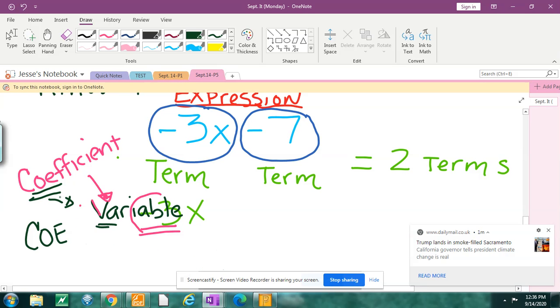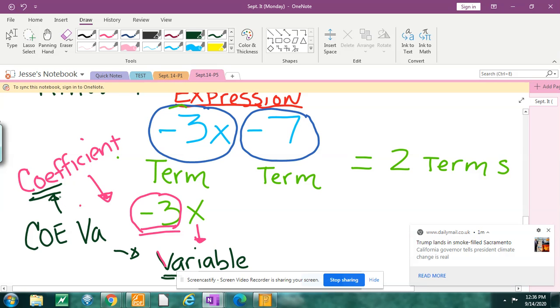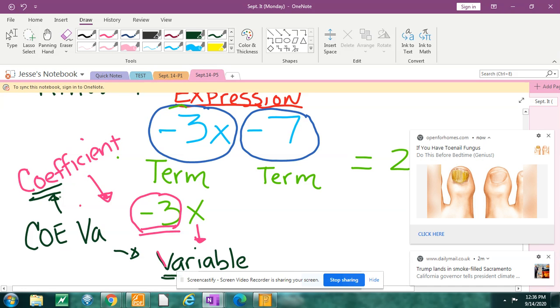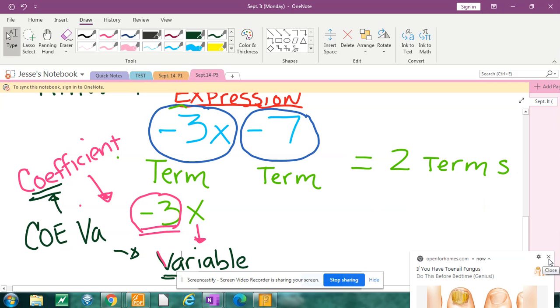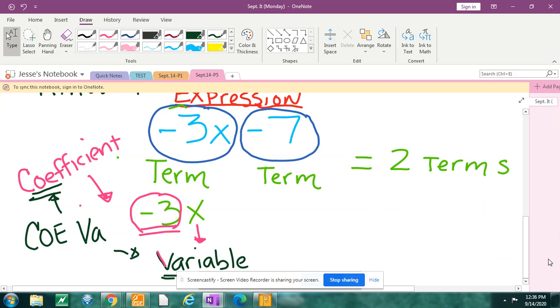I know there's a big one called Coama. What is that called, Hector? You know that Coama? That big Coama, yeah. So it's like that, right? But this is called the Coeva. So remember, it has the coefficient right here, the coefficient and the variable together.